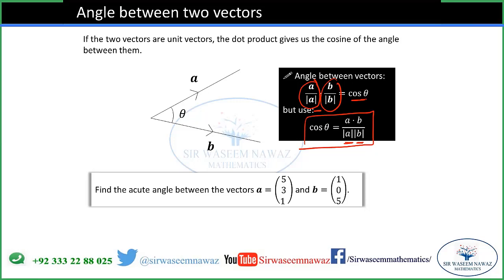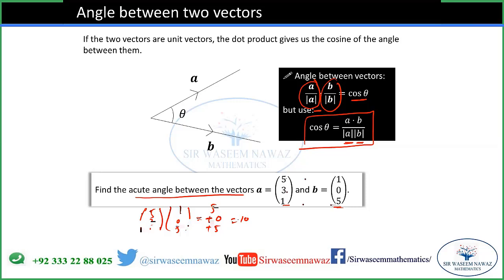Now look at this one: find the acute angle between the vectors A and B. We have two vectors and we want to find the angle between them. The first vector is 5 3 1. So what we do here, simply we first find their dot product. What is the dot product of these two? 5 3 1 and 1 0 5 here. The dot product will be 5 plus 0 plus 5, so that will be 10. So our dot product is 10 here.